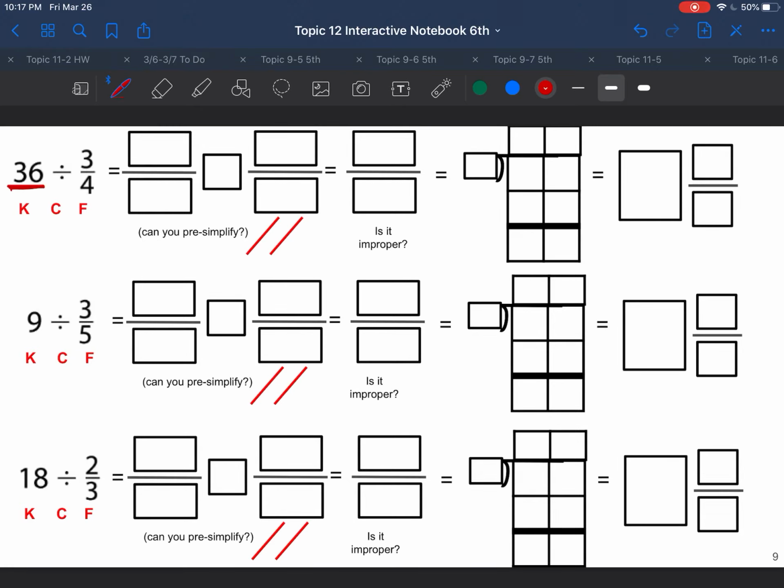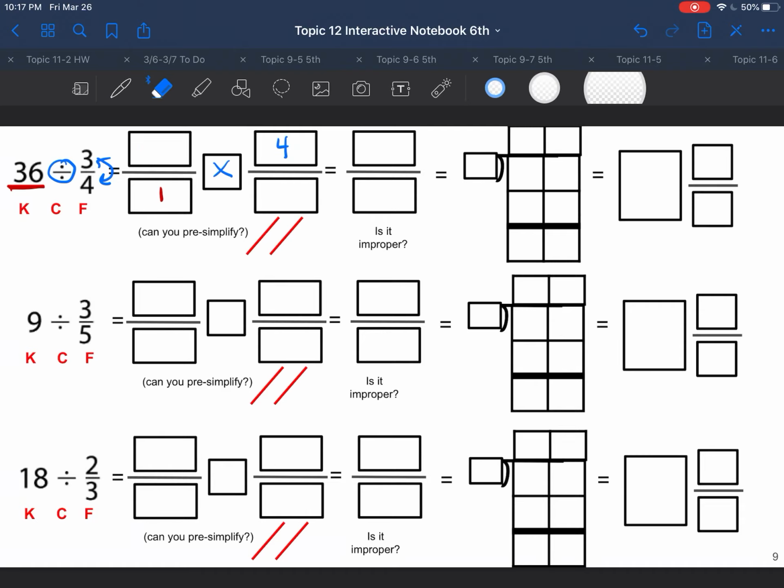Keep the 36, so 36 over 1. Change the division to multiplication and flip, or find the reciprocal of 3/4, and get 4/3. Now, what I did, I have these lines. What I want you to do is drag these lines over if you're pre-simplifying anything, and then you can just cross it out and type in the number that it is now.